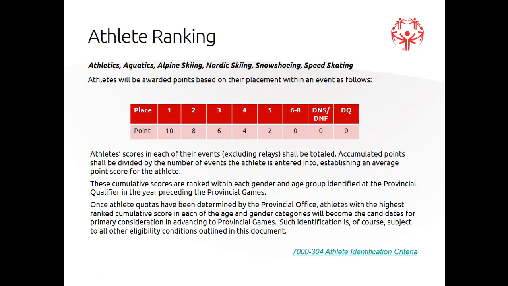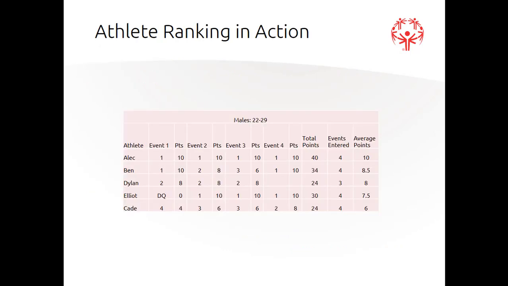Going back to policy 7000-304 again for a minute, we see that when it comes to the stated sports, athletes are awarded points for how they placed within each event they competed in. An example of what that looks like in an advancement spreadsheet will be shared on the next slide. In the displayed example, you can see that when competition results are compiled for advancement purposes, all athletes are grouped according to their gender and age categories.